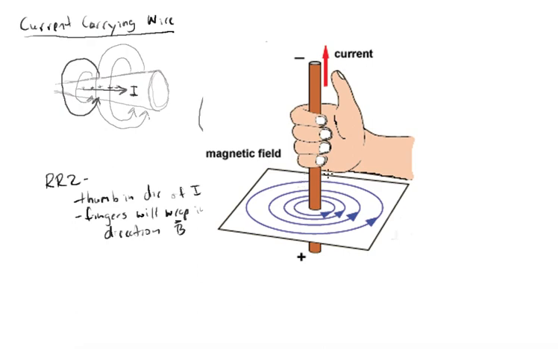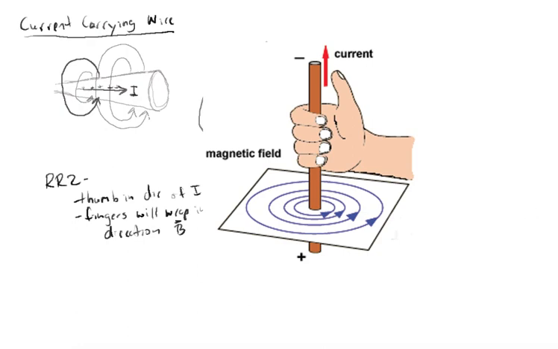If the current were reversed, then his thumb would have to point down, right? And then the fingers would wrap the other way. From looking from above, they'd be wrapping clockwise, and all of these arrows would flip and point the other way. All right, so that's the right hand rule number 2. It's the direction that the magnetic field wraps around a current carrying wire.